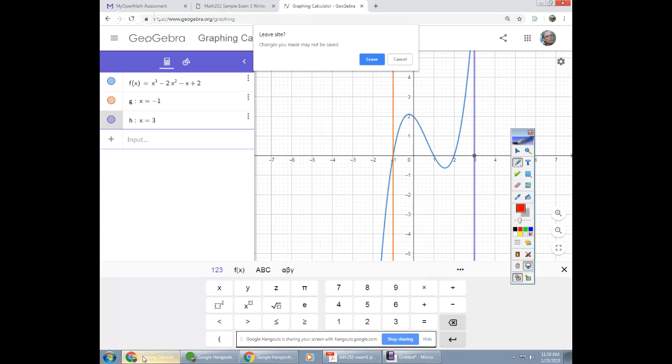We want the integral. I want the antiderivative, not the derivative. So I'm gonna call the antiderivative g of x. And then I'm just gonna type in what I wrote on the board: x raised to the 4th over 4 minus 2x cubed over 3.